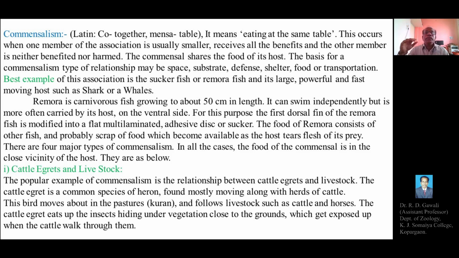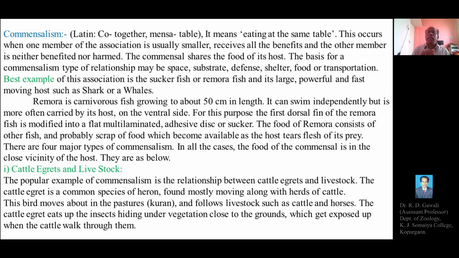Commensalism literally means eating at the same table. This occurs when one member of the association, usually smaller, gets all the benefits from the other partner, and the other member, the host, usually remains neither benefited nor harmed. The commensal shares or utilizes the food of its host.